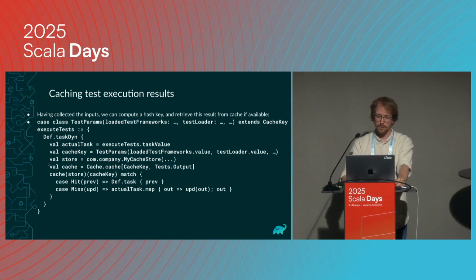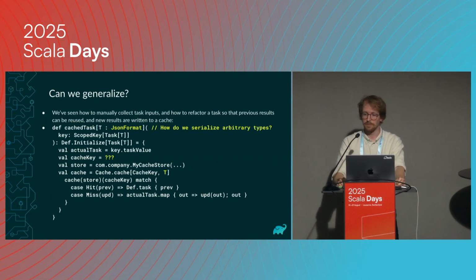instantiate the store, where we're going to write our cache, which takes the cache key and produces the test output, and ask the cache for the cache key that we just defined. In case of a hit, we can simply return that result. In case of a miss, then we have an update function to put the new value in the cache. We can execute the test, and then with the result, we update the cache and return the result. Looks simple enough, but can we generalize now?